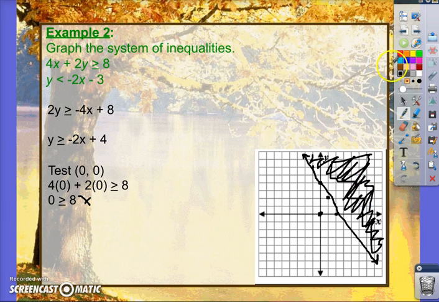All right, let's graph the other one. It's already in y-intercept form, so I'm going to go -3 down 3. Okay, slope's -2, down 2, right 1. Down 2, right 1. Up 2, left 1. Now this one's a dashed line.